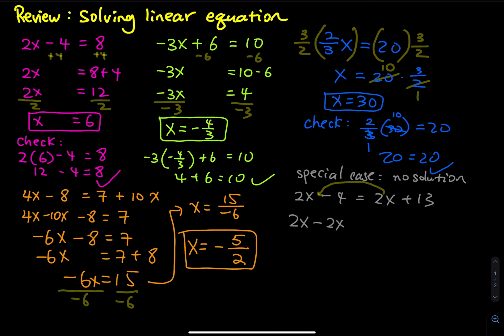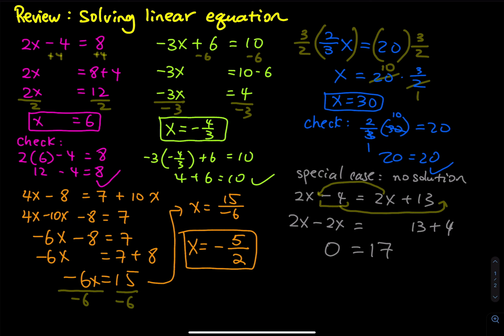And then you would like to move the minus 4 to the other side. And then what do you get? You have a 13. It was a minus, you move that to the other side. The minus becomes a plus. And then you have a 0, right? 2x minus 2x is gone. And then 13 plus 4 is equal to 17.